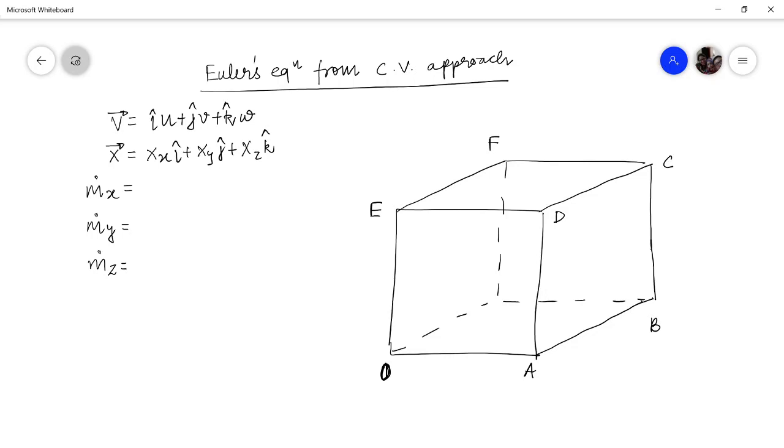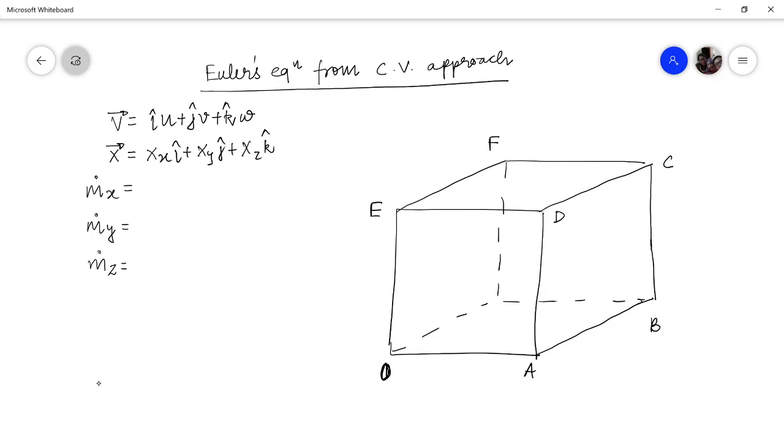Today I will be telling you how to derive Euler's equation from the control volume approach. In the last lecture, what you have seen is the derivation of Euler's equation from the control mass approach. So to proceed, we have to intuitively find out what the momentum equation, or momentum conservation, will be when we apply it to a control volume.